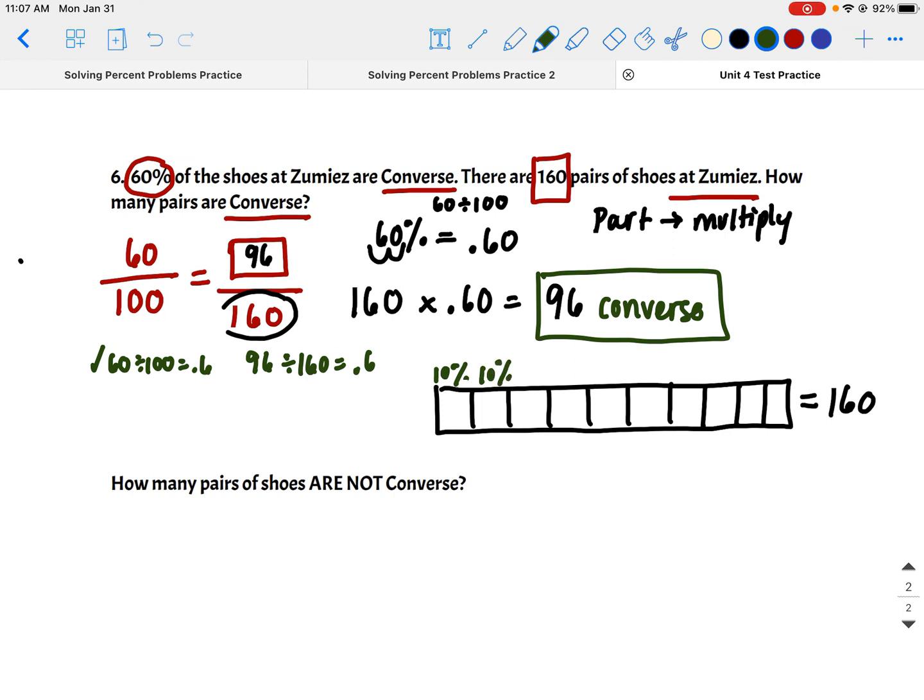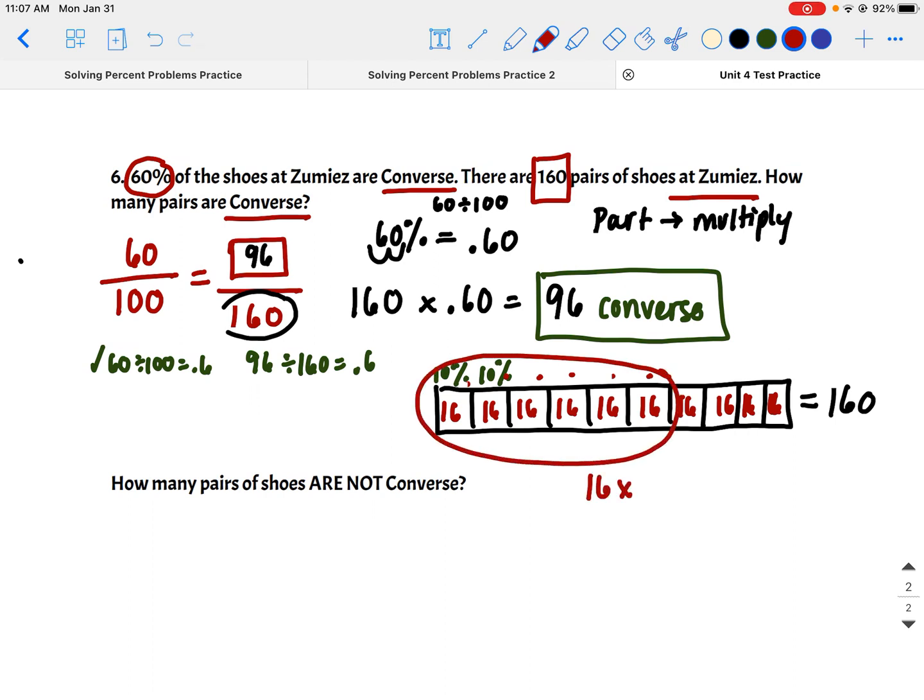So then if I know all of these equal 160, what would each part have to be? Well, I'm breaking it down into 10 parts, right? So that would make each part 16. Now, if I know each part is 16, can't I find out what 60% is? Yeah, if each part's 10, I would do 1, 2, 3, 4, 5, 6 parts to give me 60%. And in that case, I would do 16 times 6, and that should also give me 96, right? 96 for Converse. So there's another strategy in case you were stuck.